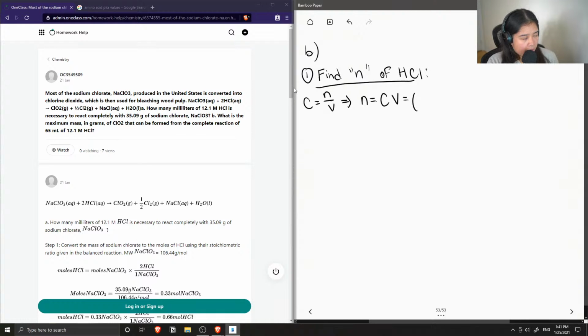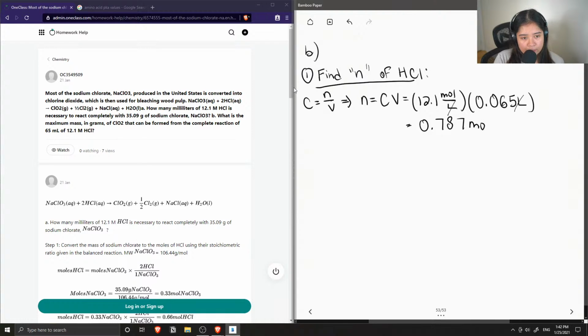And let's convert our volume to liters because our concentration is in moles per liter, and we want the units to cancel out. So 65 milliliters is the same thing as 0.065 liters. Yep. And now our liters will cancel out, and we're left with our number of moles, which is equal to 0.787 moles.